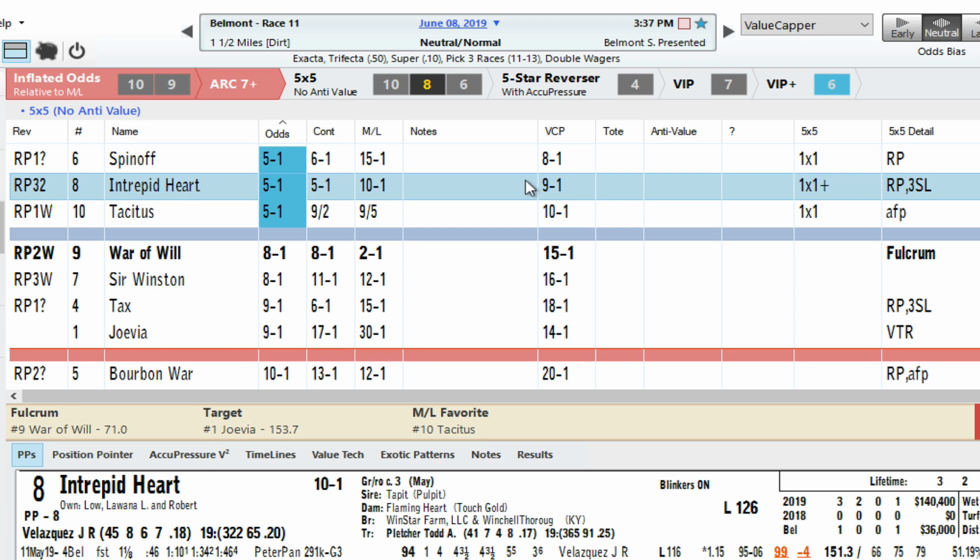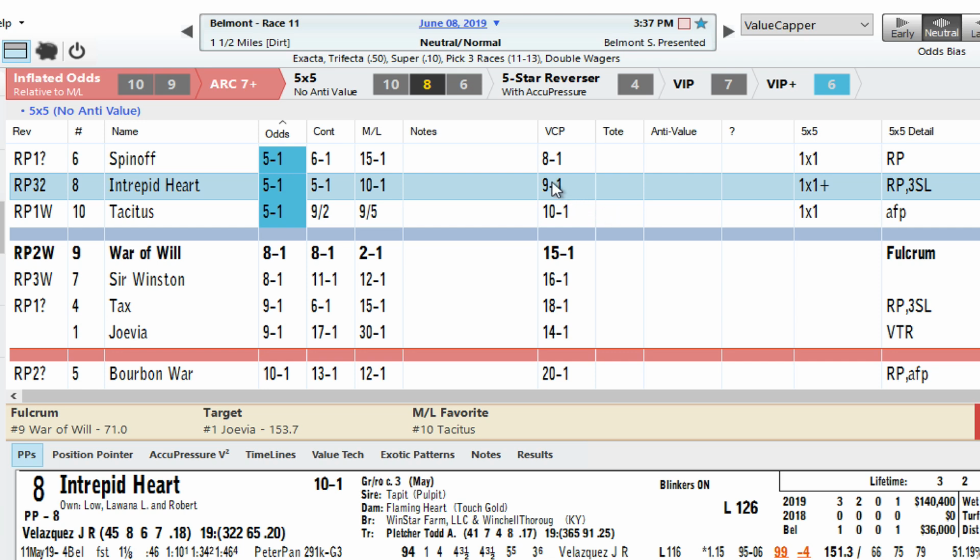Now, what price? Well, Value Capper has a Value Capper price, which is kind of like training wheels. If you're really lost and stuck, it'll say, based on the position on the line, based on how many extras it has, based on any anti-value the other horses in the race have, it says 9-1. I'll take 10-1 to bet Intrepid Heart. That's the colt I'm going to look to bet.